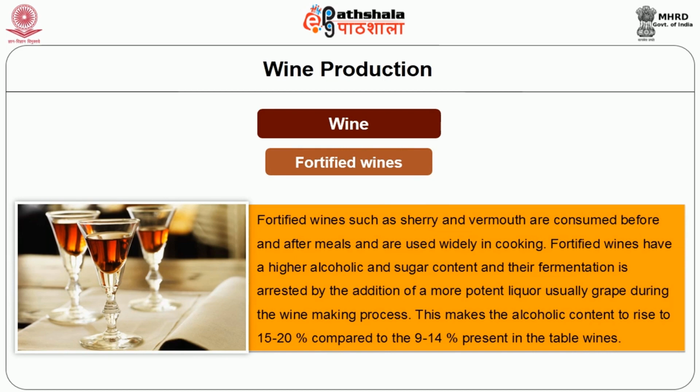Fortified wines have a higher alcohol and sugar content, and their fermentation is arrested by the addition of a more potent liquor, usually grape, during the winemaking process, and this makes the alcohol content rise to 15 to 20% compared to the 9 to 14% present in the table wines.